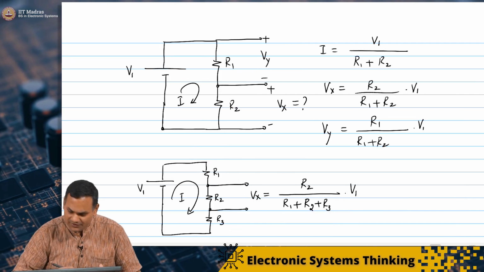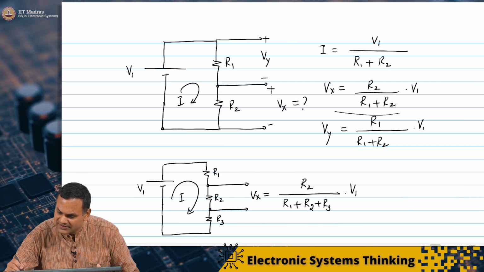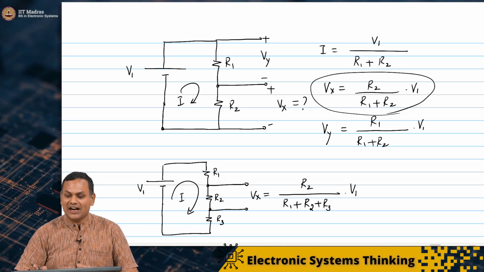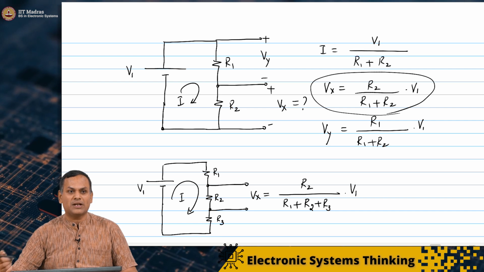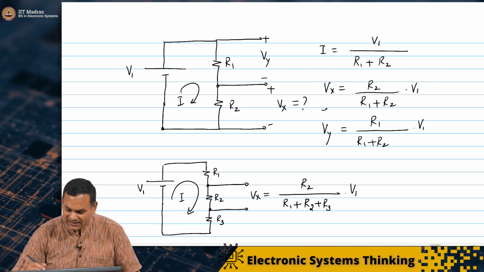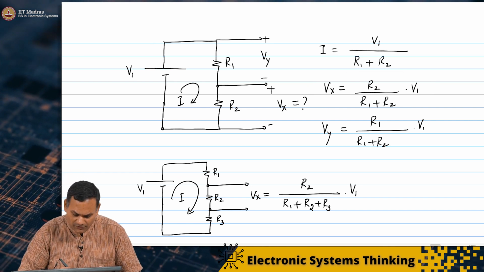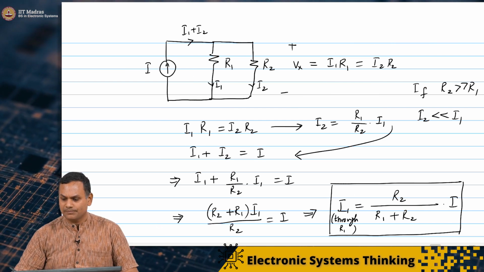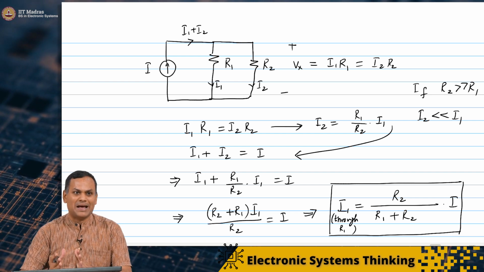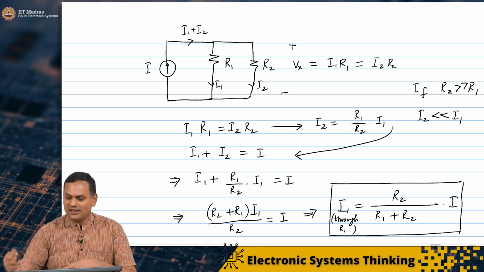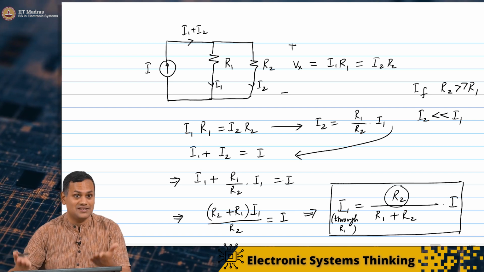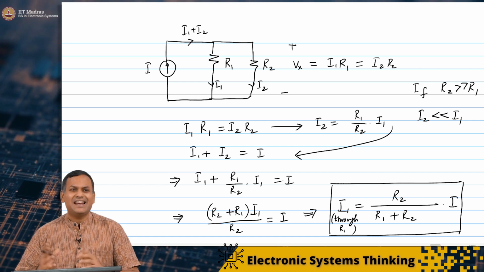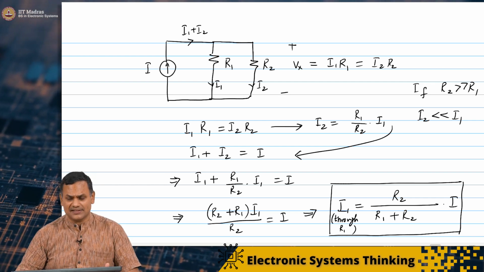This is slightly different from this expression for the voltage across R2. The voltage across R2 was R2 by R1 plus R2 times V1, whereas the current through R1 for a parallel combination of resistors is R2 by R1 plus R2 times I. So if you have two resistors in parallel, the numerator on this side will actually be the other resistor. So, there are many properties such as these.